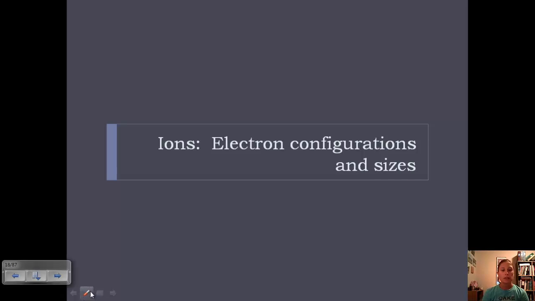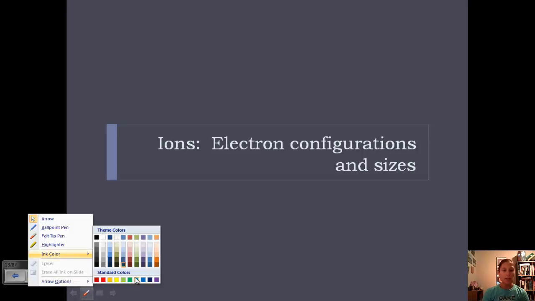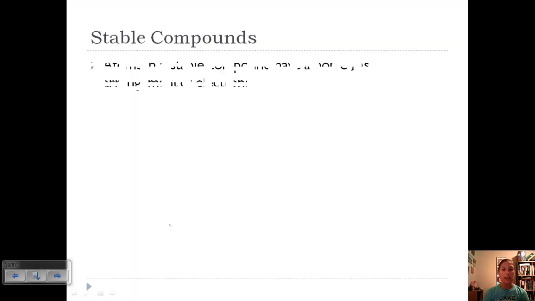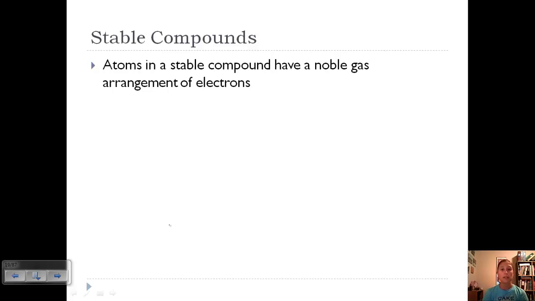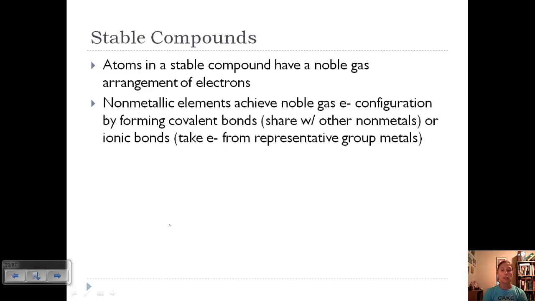So we're going to continue our discussion of bonding, this time talking about ionic compounds and ionic bonding. So let's talk about stable compounds. Atoms in a stable compound have what's called a noble gas arrangement of electrons, meaning that their outer shell is full. So they will lose or gain electrons in order to have that.